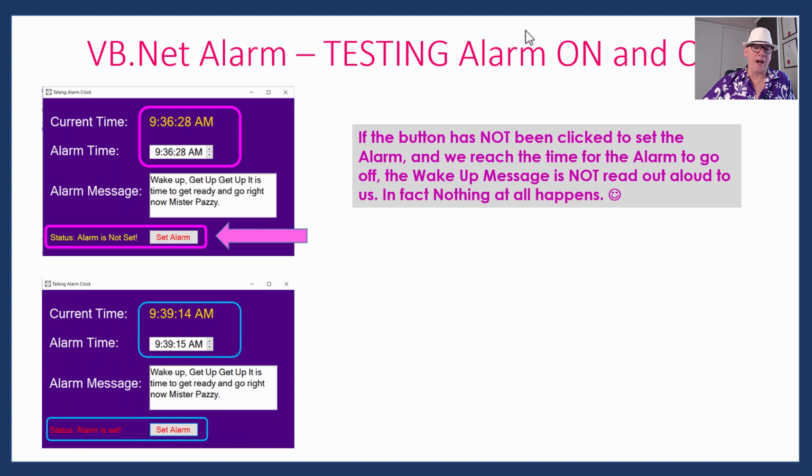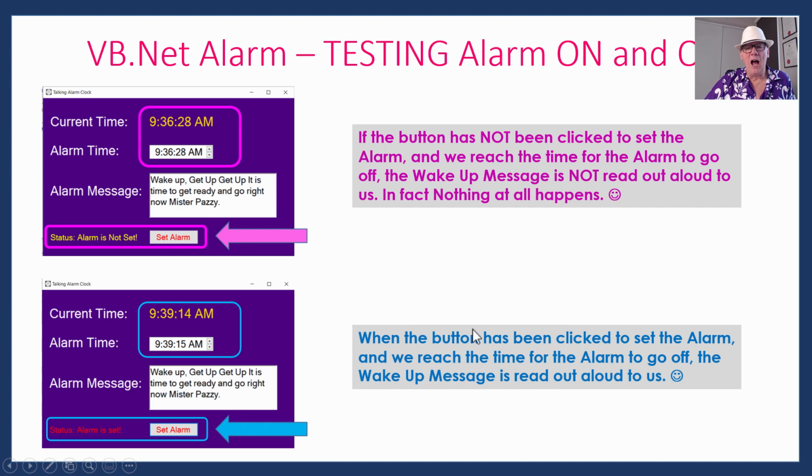And now what happens here is that we did set the alarm. We click that button, it tells us the alarm is set. And when the 2 times matched here, I wasn't quite quick enough on the print screen by the looks of it, the button has been clicked here to set it, and this message, the wake up message, did get read out. So that is all working. That's now a fully functional alarm, just like your house alarm.